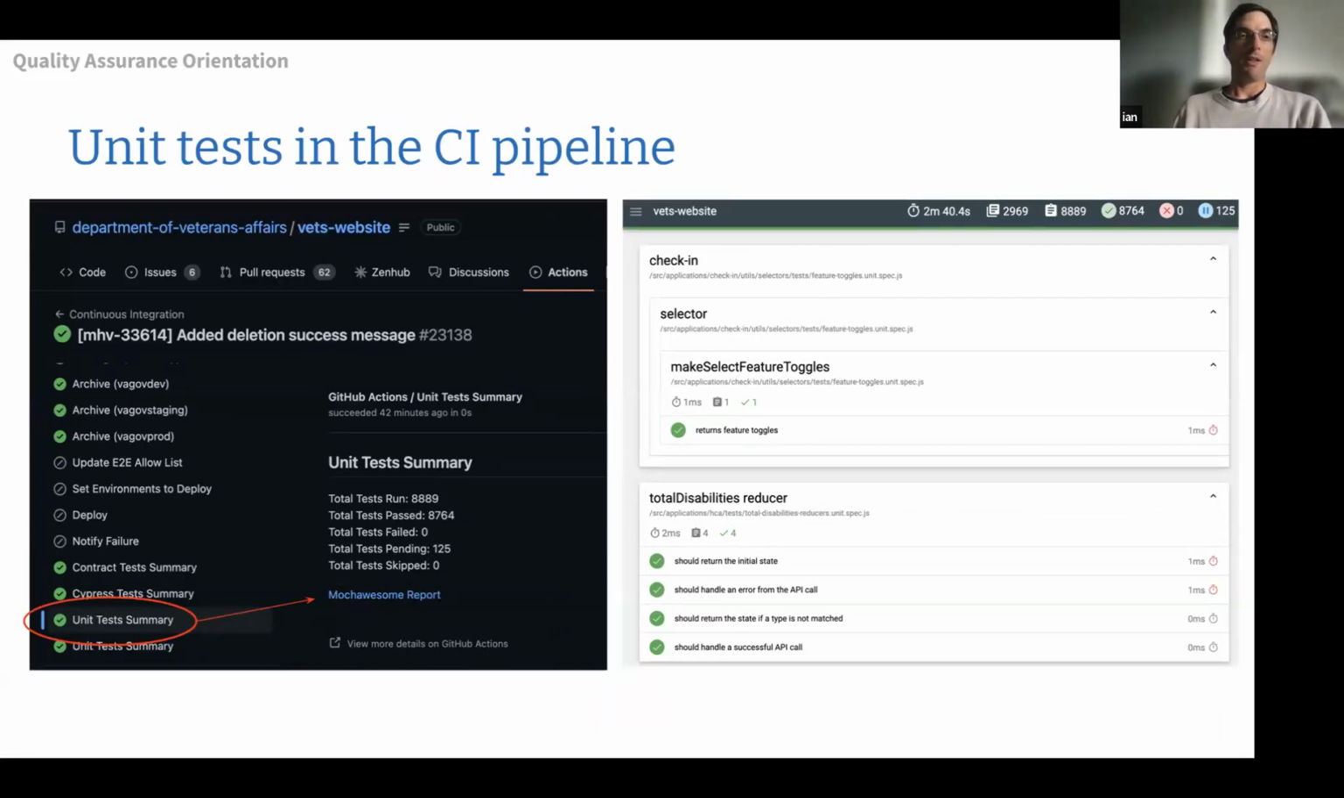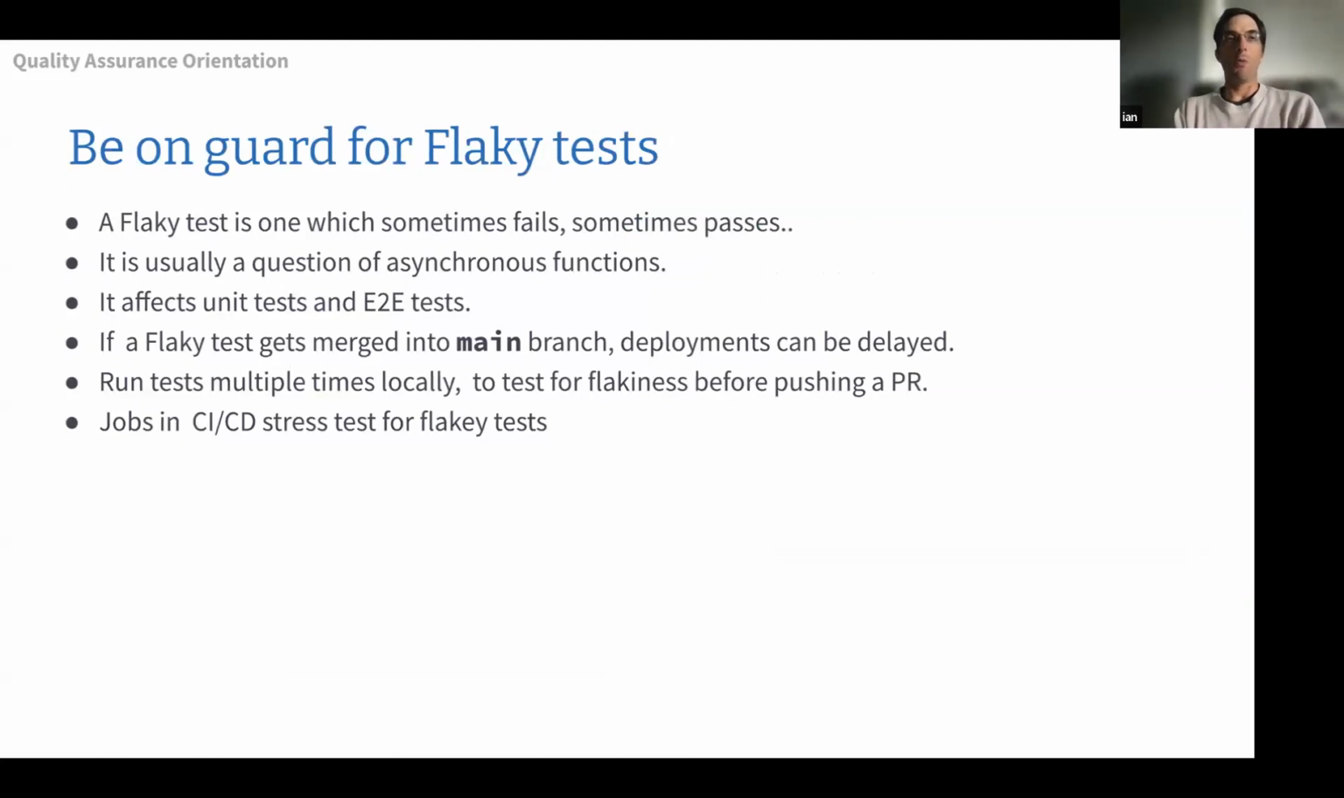The question is what we call flaky tests. And a flaky test is one which sometimes fails and sometimes passes. Now, strictly speaking, a test that sometimes fails and sometimes passes is a failed test, but we just colloquially refer to them as flaky tests on the platform, and they are something we're trying to get rid of and have been trying to get rid of for a while, but it's a continual battle. Usually it's a question of asynchronous functions, and it affects unit tests and end-to-end tests.